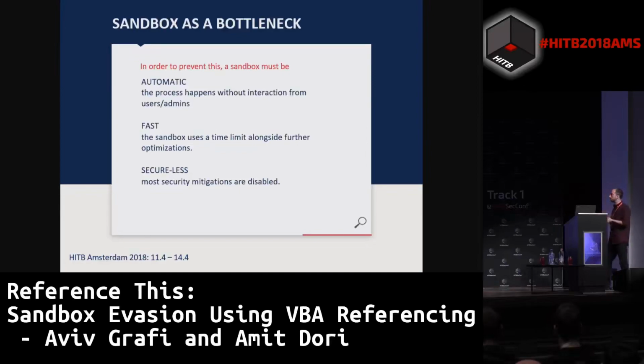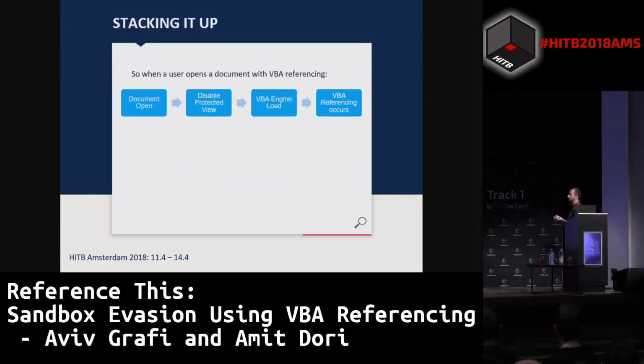So building on these points, let's look at the difference between a sandbox and a user. When a user opens an Office document, for example, usually they have protected view enabled as a group policy in the organization or other policies. So the user opens the document and has to disable protected view in order to load the VBA engine. Once the VBA engine has loaded, VBA referencing occurs eventually. And most users click through the protected view without thinking about it. Regardless of social engineering attacks, most users just click it anyway. So this is a user.